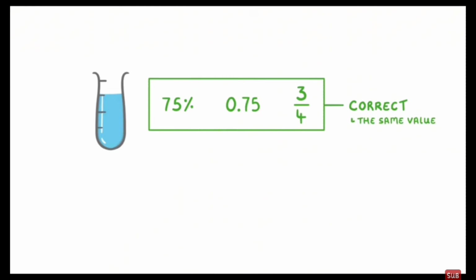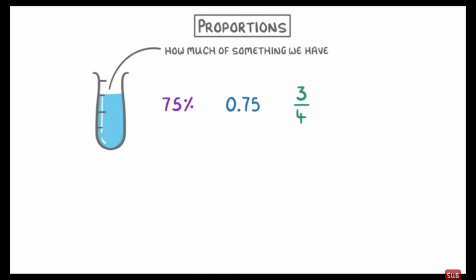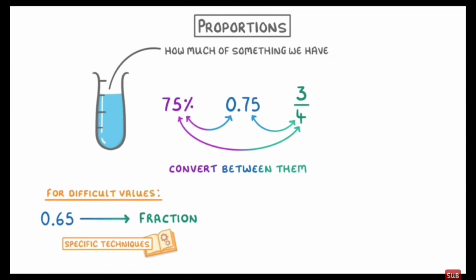This is because percentages, decimals, and fractions are just different ways that we can use to describe proportions, which just means how much of something we have. For your exams, you're going to need to be comfortable using all of these, and also be able to convert between them. For difficult values, like converting 0.65 into a fraction, there are specific techniques that we can use, and we're going to cover those in the next few videos.